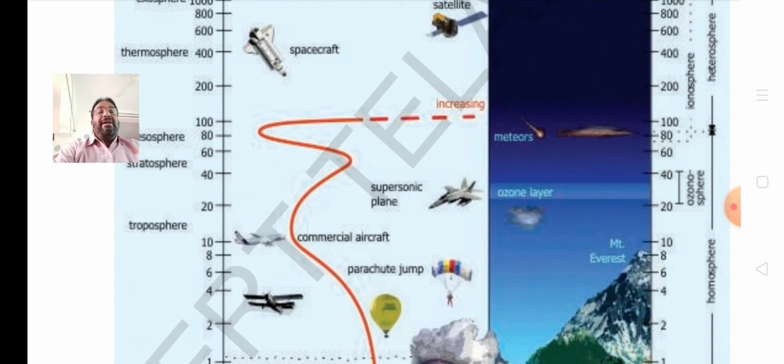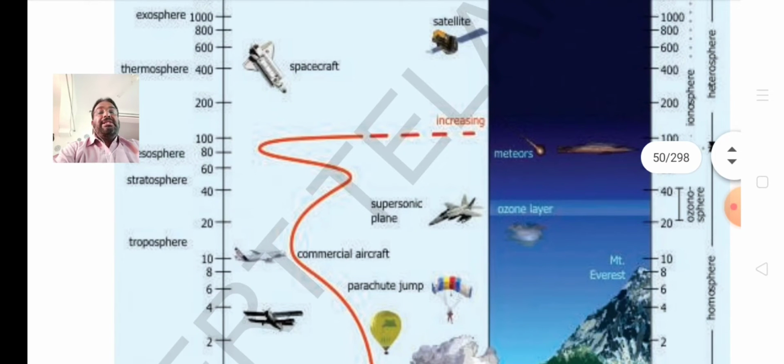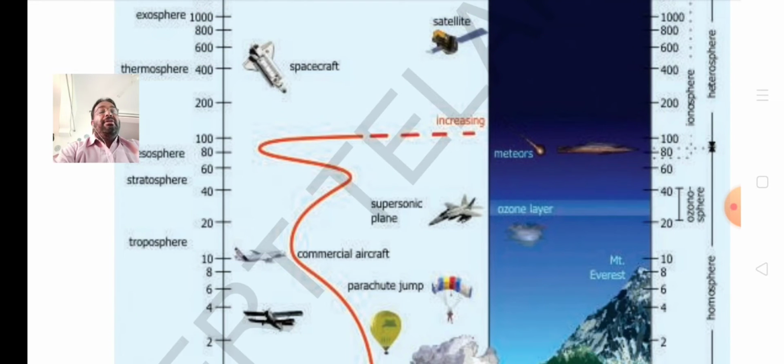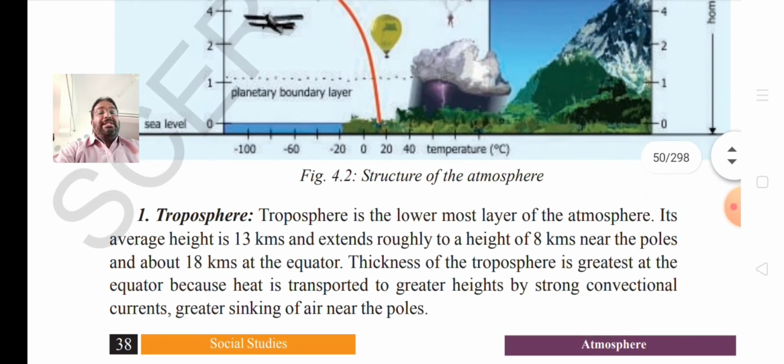And the ozone layer is somewhere around the stratosphere. Before that, the meteors enter into the atmosphere. We can see it.